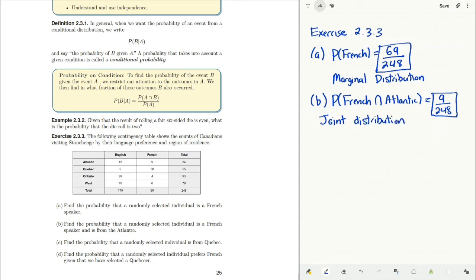Now, what is the probability that a randomly selected individual is from Quebec? We find this probability by taking the number of individuals that are from Quebec, and we divide this by the grand total. So this would be 55 out of 248. And again, this is another marginal distribution calculation.